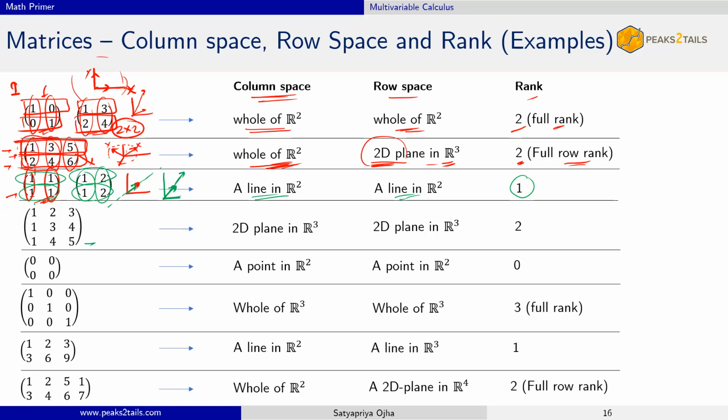What is the column space? This, this. Are these three vectors linearly independent? Yes, no. Are these vectors linearly independent? Mridul says they are not. Why?